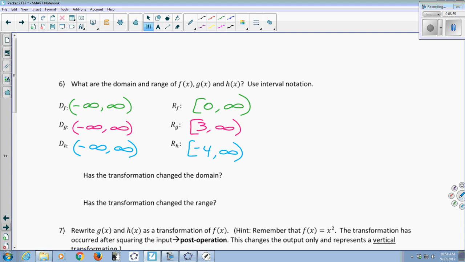Okay, has the transformation changed the domain? Nope. Nothing about the domains changed. But yes, we changed the range. From f to g, the range used to start at 0, now it starts at 3, which makes sense for a shift up 3 units, adding 3 to every y coordinate. And same for h. We have a change in the range: instead of starting at 0, now we start at -4, which makes sense for a shift down 4 units. We subtracted 4 from every y coordinate.